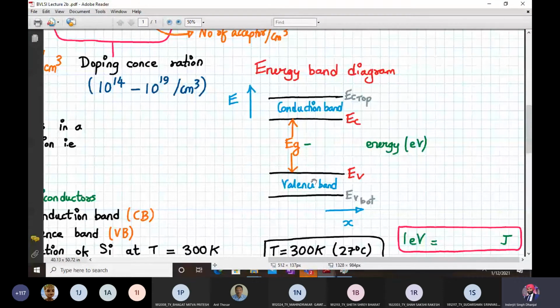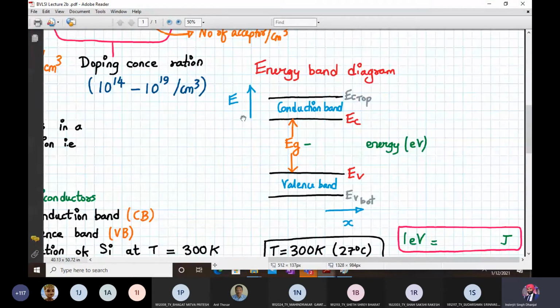Okay, so the valence band is also a band. We have the bottom of the valence band denoted by EV bottom and EV top. The difference between your EC bottom and your EV top is called your EG, which is the band gap energy. Okay, it is the band gap energy.